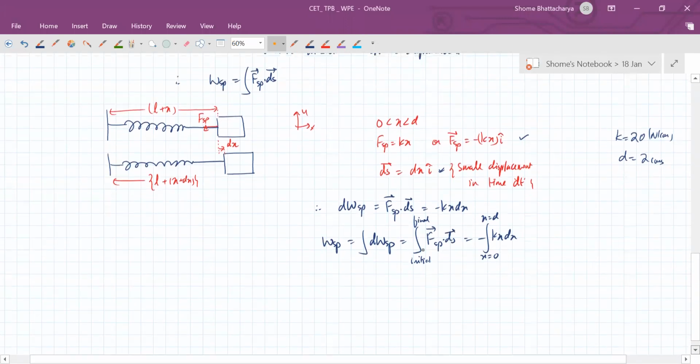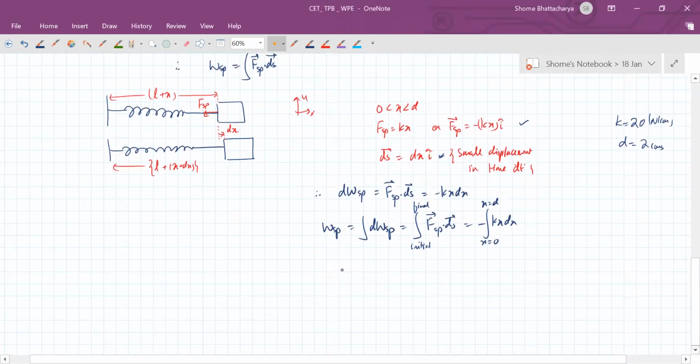Okay. So let's look at this integration. It's very simple. Minus K will come out. x dx integrated from x equal to 0 to x equal to d. So the x dx integration is x square by 2. Now put the limit 0 to d. So it will be minus kd square by 2. So that is the work done parametrically.